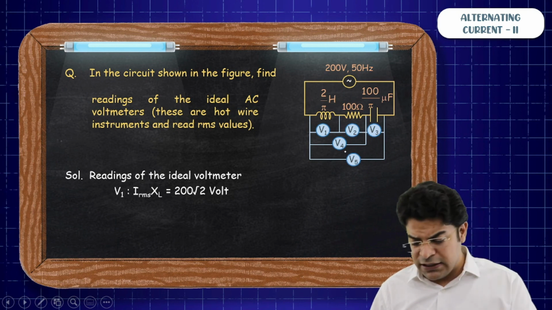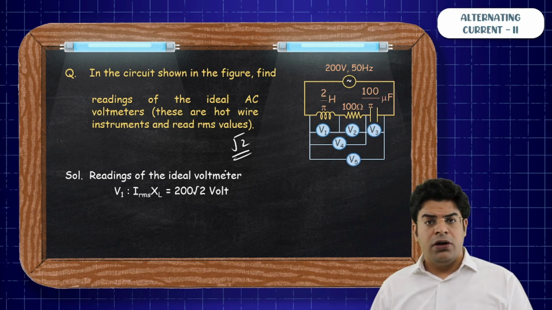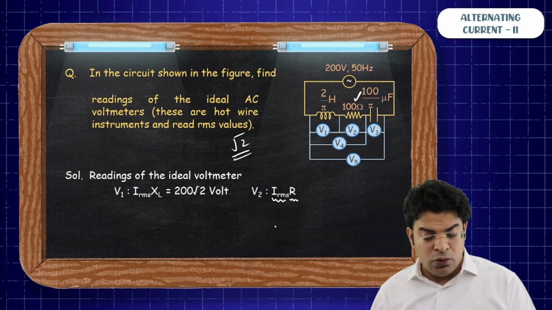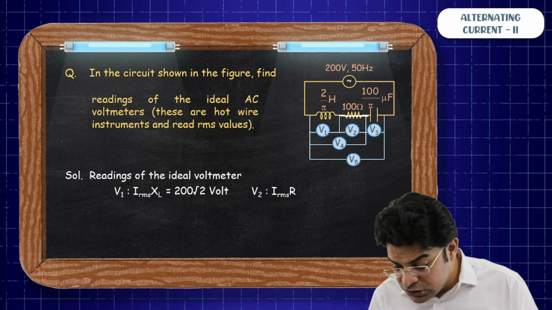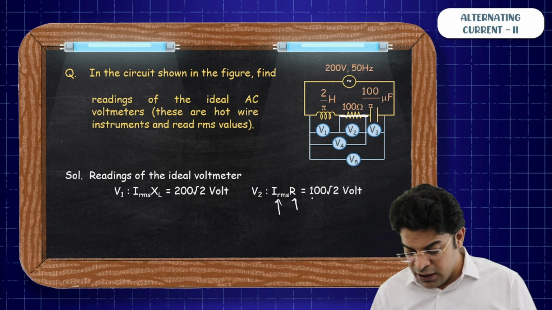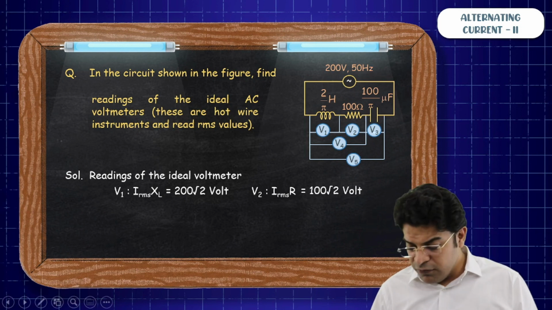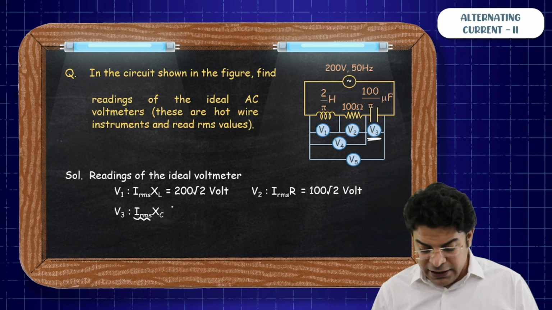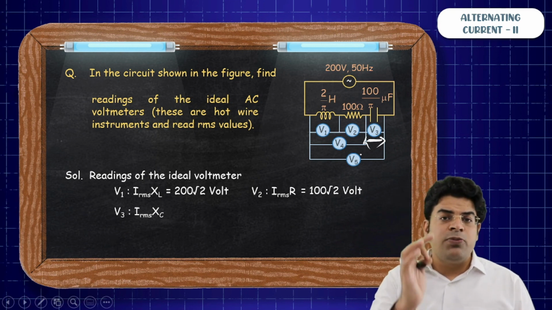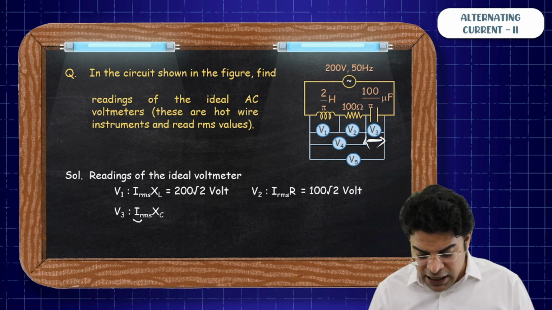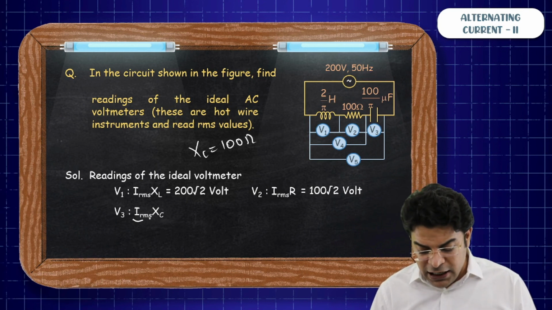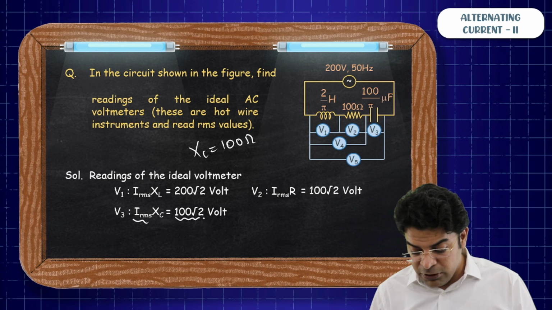What is the reading of the second voltmeter, RMS value? So we have calculated that RMS current is root 2. The resistance here is 100 ohm. So what V2 will measure is IRMS into R, that is the RMS potential drop across this resistor. So R is given as 100, IRMS is root 2, so you again get 100 root 2. What will be the reading of V3? V3 will measure the RMS potential drop across the capacitor. And the RMS potential drop across the capacitor will be nothing but IRMS into XC. We have calculated XC to be 100 ohm and IRMS came out to be root 2. So you get it to be equals to 100 root 2 volt.